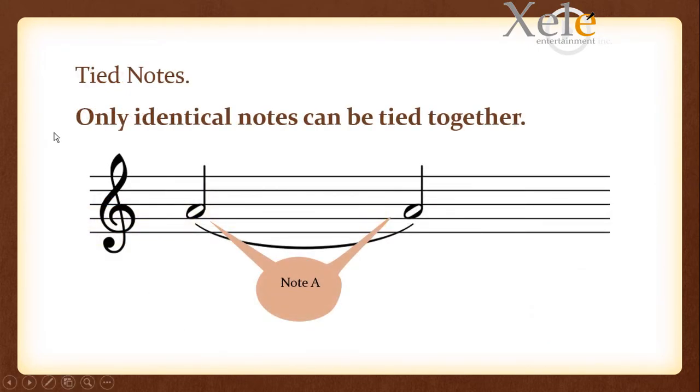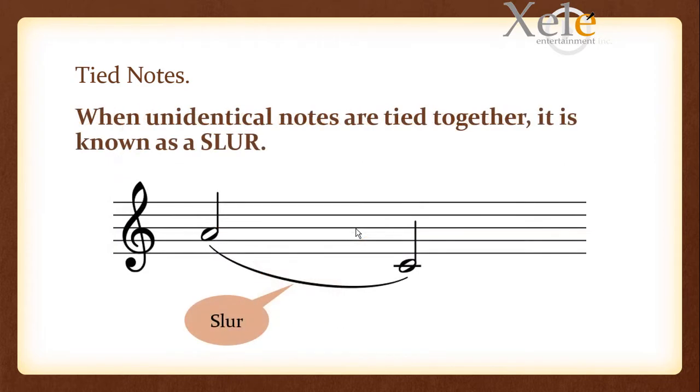Now it's important to note that only identical notes can be tied together. In other words, here you see that we have a note A, and here this is another note A, and that's why we can tie both of them together. Only identical notes can be tied together. That would mean that a note C can only be tied to another note C. A note F can only be tied to another note F, and so on and so forth.